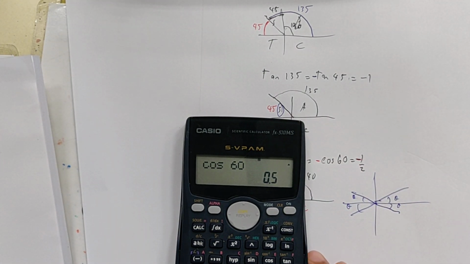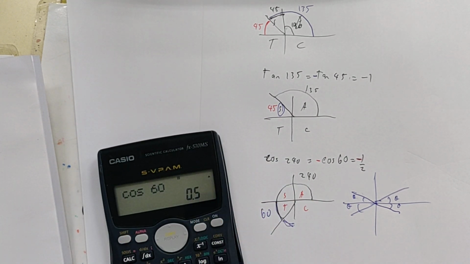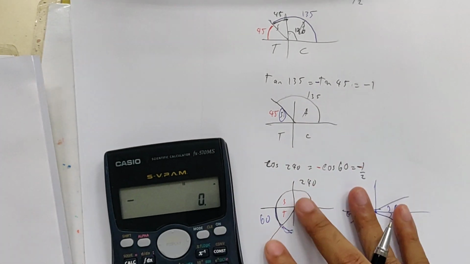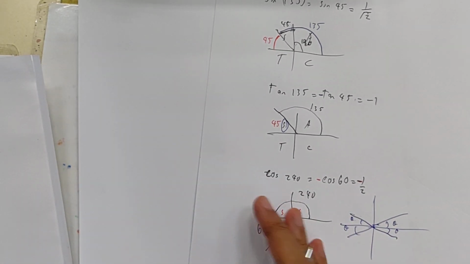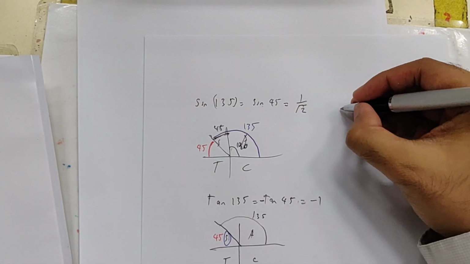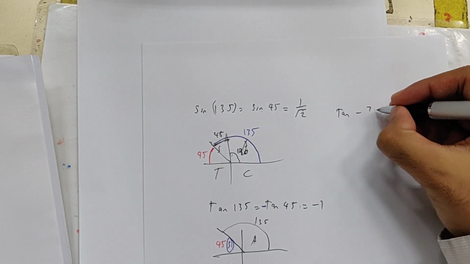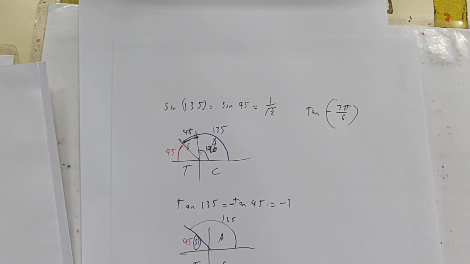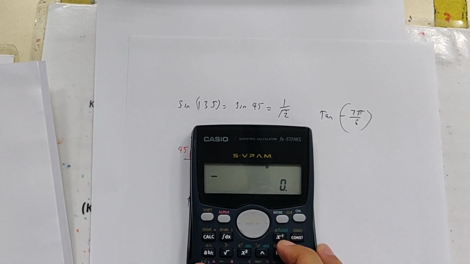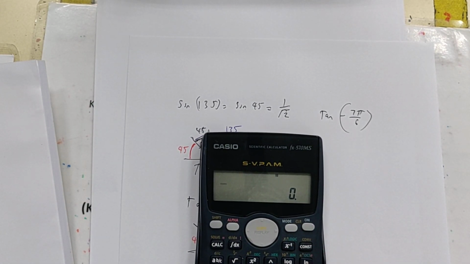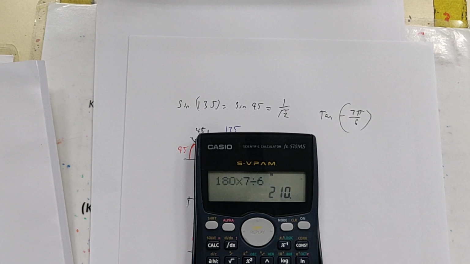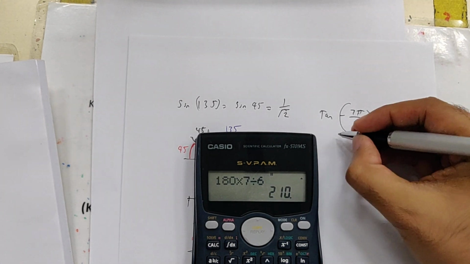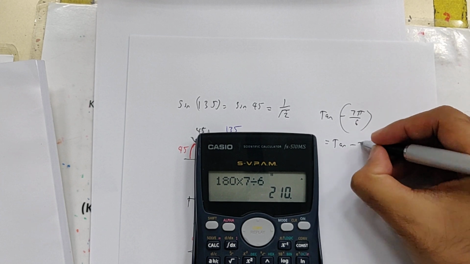You didn't have much time. What about if you were given this? Tangent negative 7 pi over 6. Wow. How do you begin? Start crying? Well, don't panic. Pi is how much? 180. So times 7 divided by 6 is 210. So it's actually tangent negative 210.